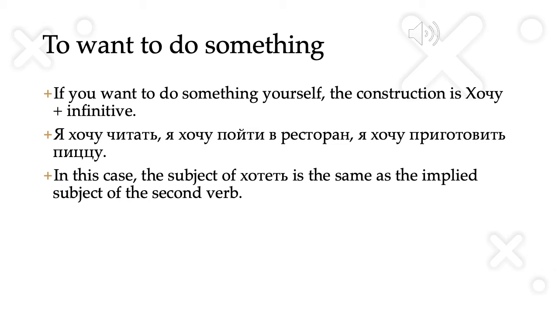And in these kinds of constructions, when you want to do something yourself, the subject of хотеть is the same as the implied subject of the second verb. We just put the second verb in the infinitive with no other pronoun, with nothing else in the construction. It's very simple and straightforward.